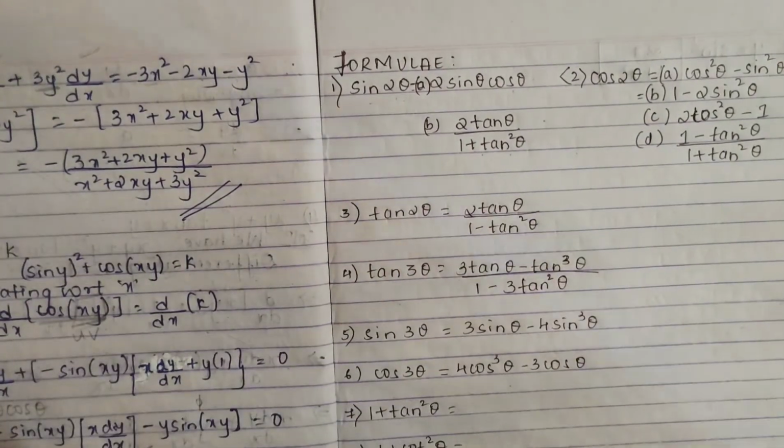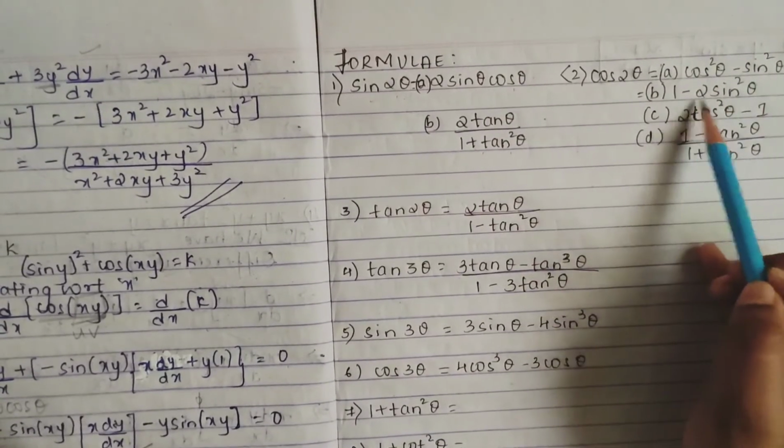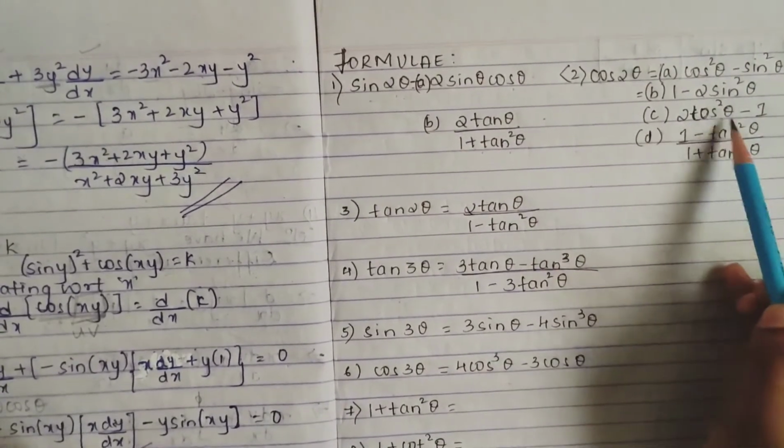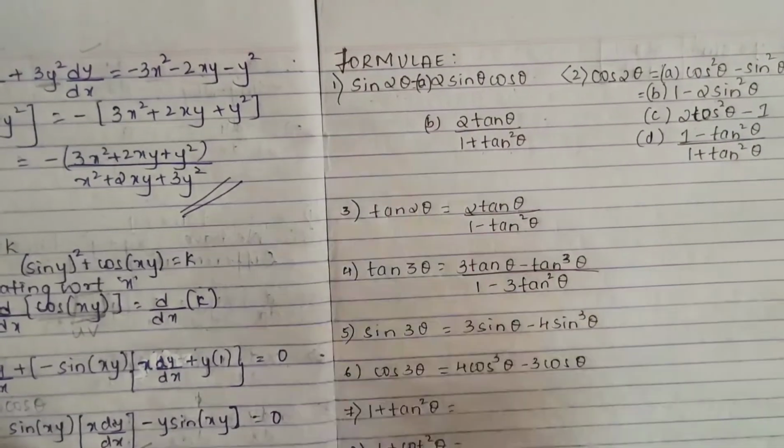Then you have cos 2 theta. Cos 2 theta you have many formulas. You have cos square theta minus sine square theta. You have 1 minus 2 sine square theta. You have 2 cos square theta minus 1. In terms of tan, it is 1 minus tan square theta whole by 1 plus tan square theta.